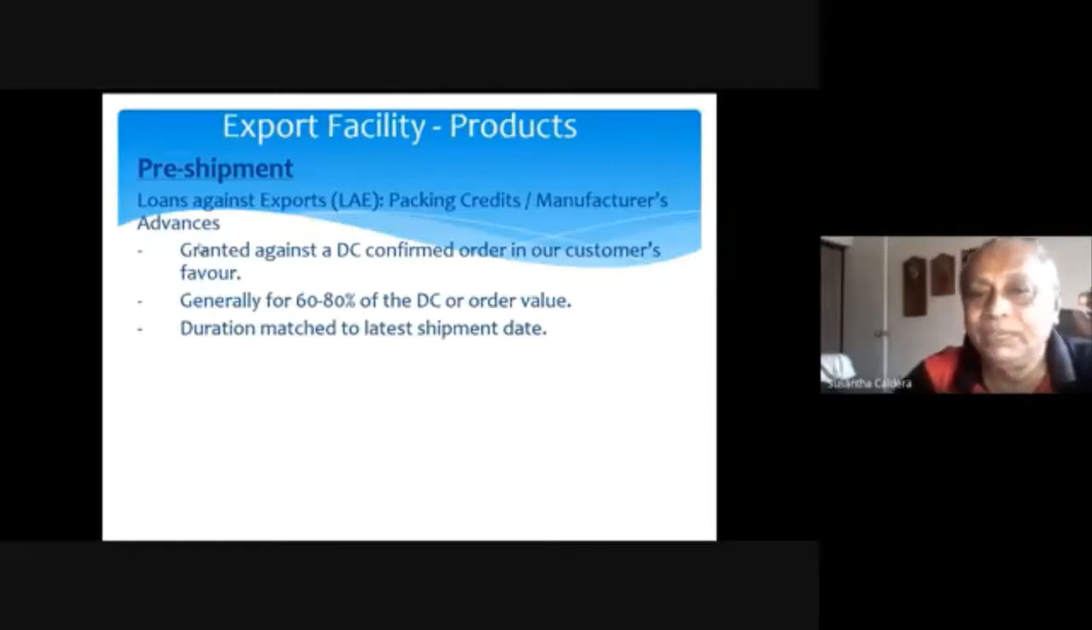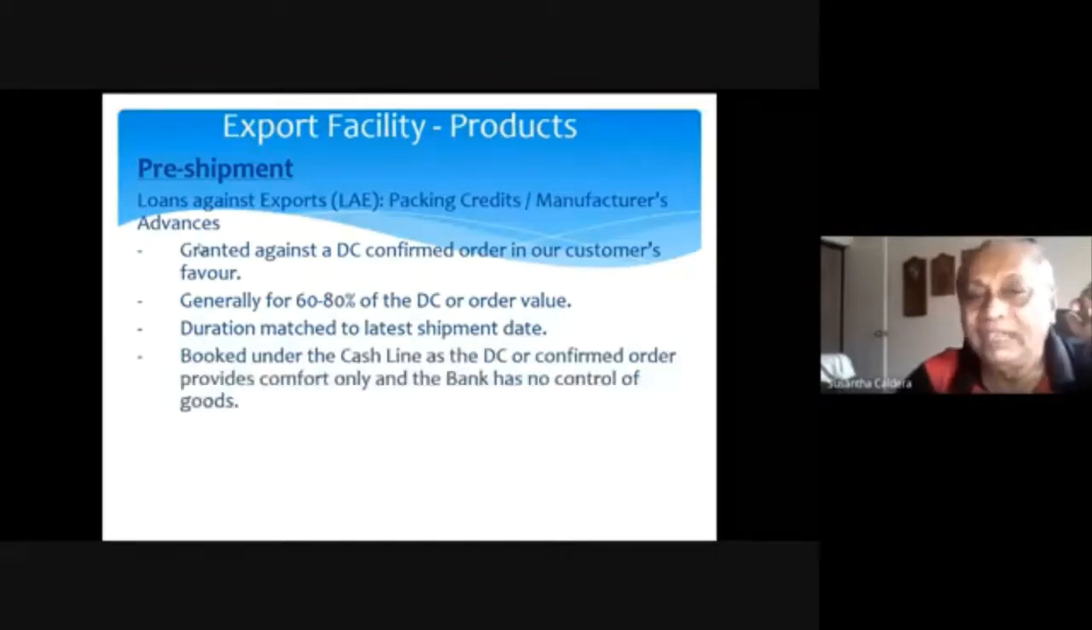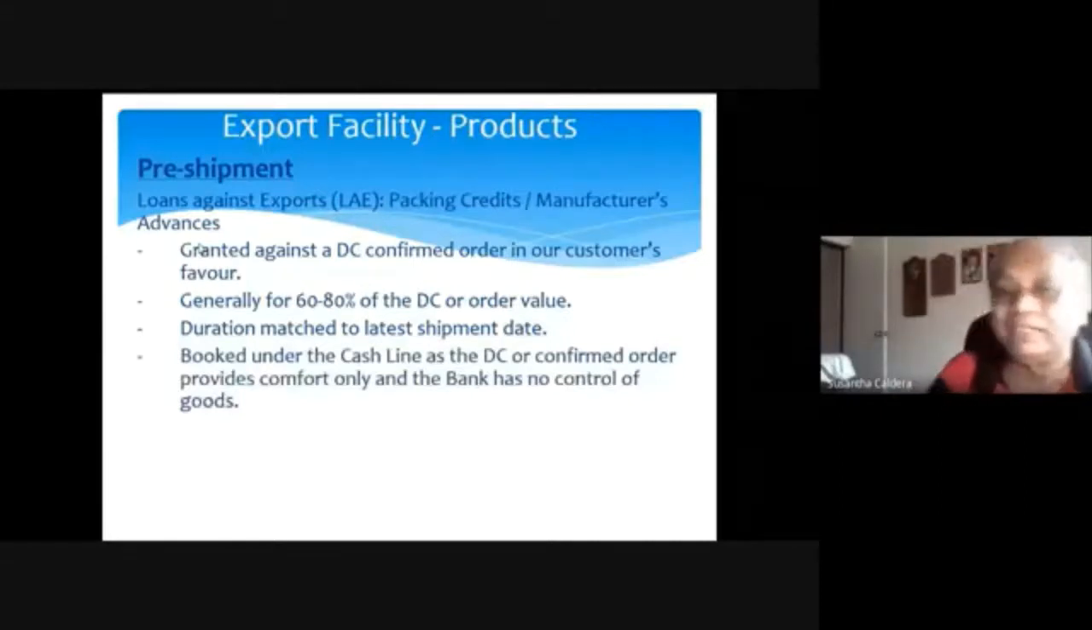Duration must match the latest shipment date. Booked under cash line. Very important. I put this in deliberately: booked under cash line. As the DC confirmed order provides comfort only and the bank has no control of the goods. It's a comfort, not a security. So you have to book under cash line. A cash line can be 100% cash covered.